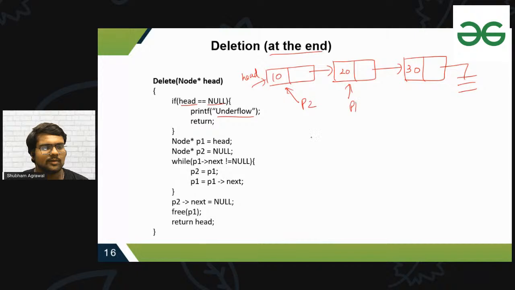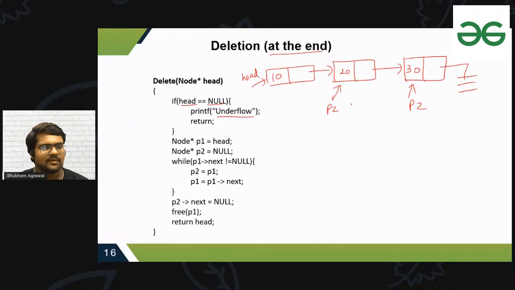Now the while loop will run again, and we will check whether P1 of next is null or not. Here it is not equal to null. So again, P2 will be pointing to P1, and P1 will point to the third node.